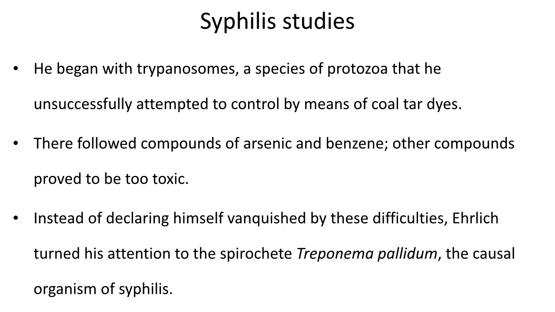After which, he used compounds like arsenic and benzene for the treatment, along with other compounds. But the other compounds that he used were very toxic and therefore could not be used on humans and animals. In spite of the number of difficulties encountered by Paul Ehrlich, he did not fail, but he turned his attention to the spirochete, Treponema pallidum, the causative agent of syphilis.